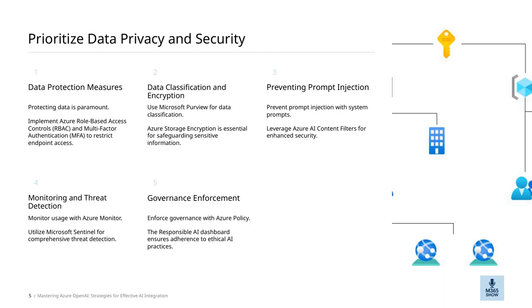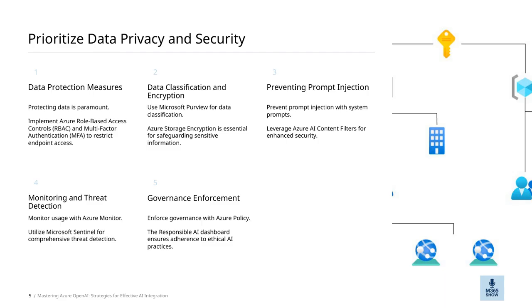Monitoring is equally important, so we use Azure Monitor to keep an eye on usage patterns and detect any anomalies. For more comprehensive threat detection, Microsoft Sentinel is our go-to tool, offering advanced security insights and alerts. Preventing prompt injection is another key aspect. We can do this by leveraging system prompts that guide the AI's responses and using Azure AI content filters to block unsafe or inappropriate content, adding an extra layer of security.